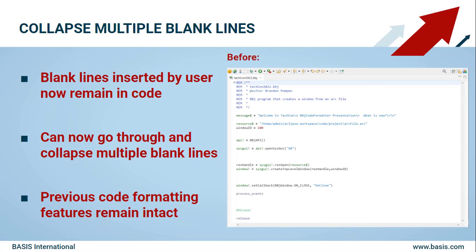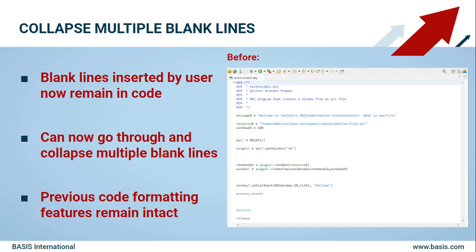For collapsing blank lines, if enabled, the BBJ code formatter will go through and find any instance of back-to-back blank lines and collapse them into one. Previous versions of the code formatter removed all blank lines and condensed the code unless it came across a special statement such as an if or on close. But now blank lines that were inserted by the user will remain intact to help improve code legibility. The only time lines will be removed now is if collapse blank lines is enabled. Best part is that all of the previous code formatting features remain intact and don't have an effect on the blank lines.